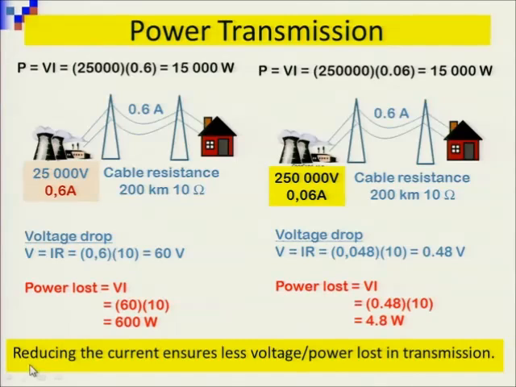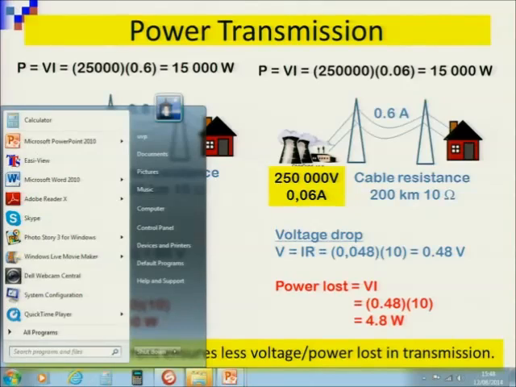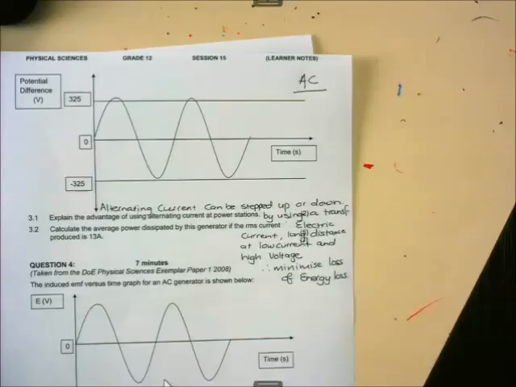Right. There is the actual exact answer. Reducing the current ensures less power is lost during transmission. Put a big NB there, Matrix, please. A big NB. I'm telling you now, they're going to ask that. And if they ask that and you don't know the answer, it's going to be your fault and not mine. Right, let's go.